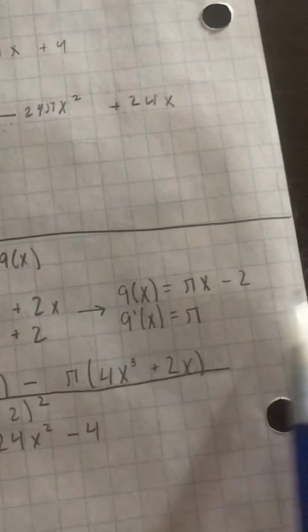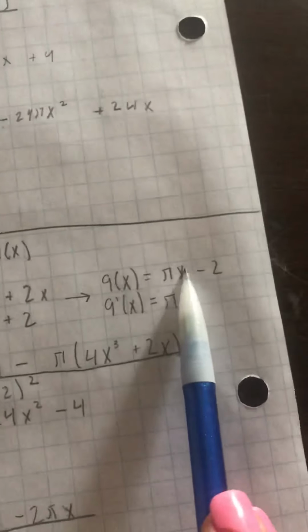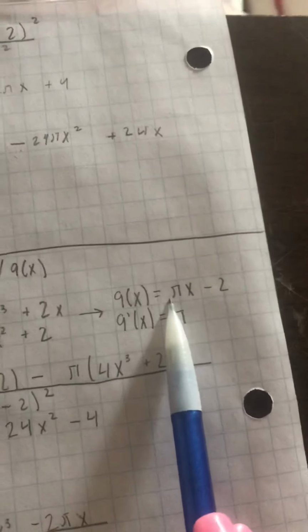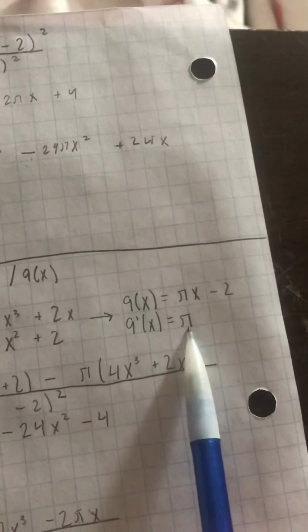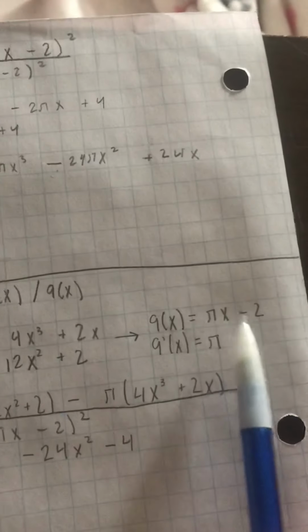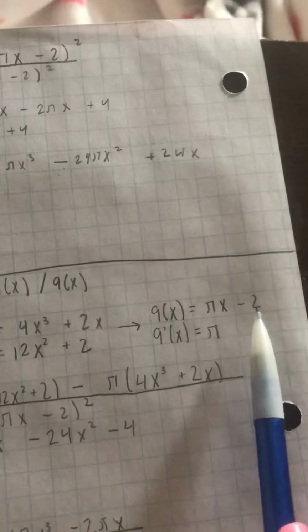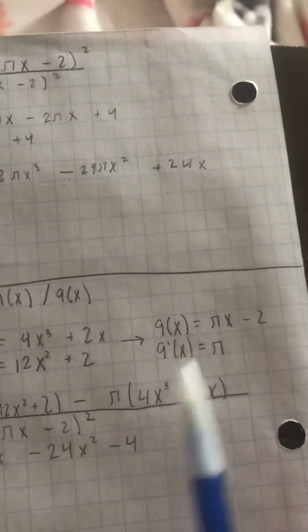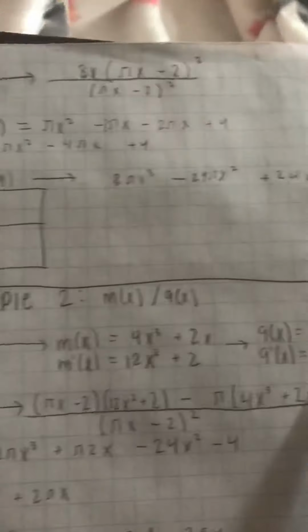Then for q, I'm going to use the power rule again. X is to the power of 1. You have 1 times pi. So pi is just the answer. Because x is to the power of 0, there's no x attached to the 2. So it's gone. So the derivative is just pi.